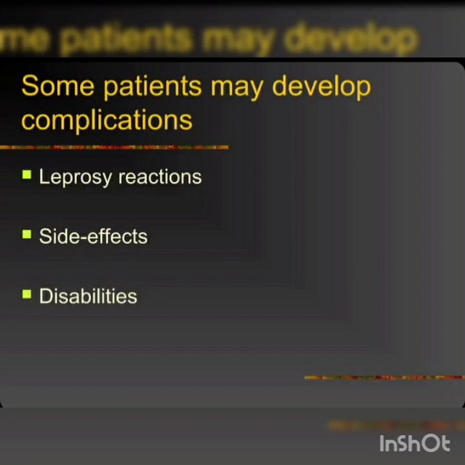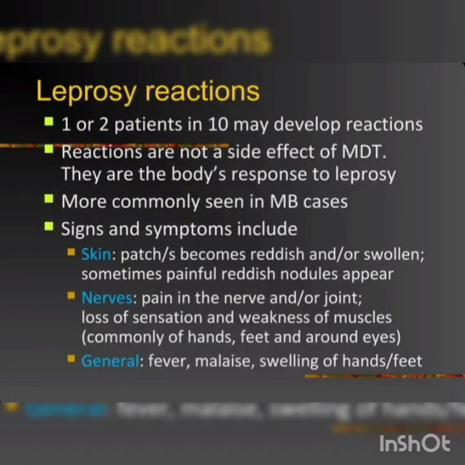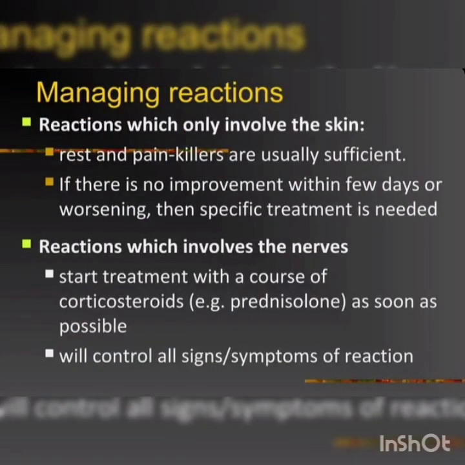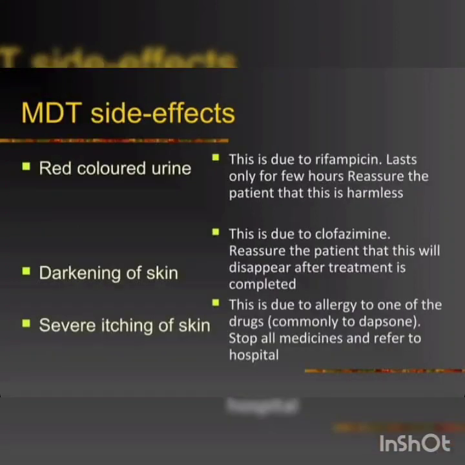Leprosy reactions we have already discussed. With the treatment, 1 to 2 patients per 10 can develop leprosy reactions like reddish patches, nerve pains, fever, malaise, etc. Early diagnosis and prompt treatment will help reassure the patient. Every patient should be informed about the signs and symptoms of these reactions. For a reaction involving only the skin, rest and painkillers are sufficient. If it involves nerves, we should start prednisolone, a corticosteroid, which will alleviate the symptoms.